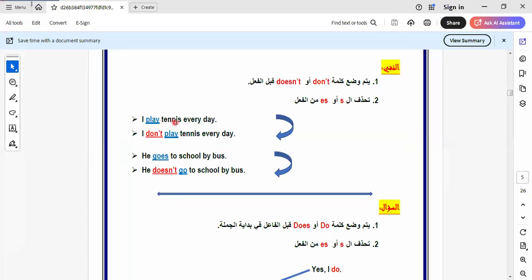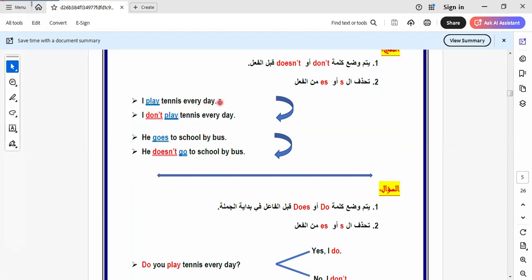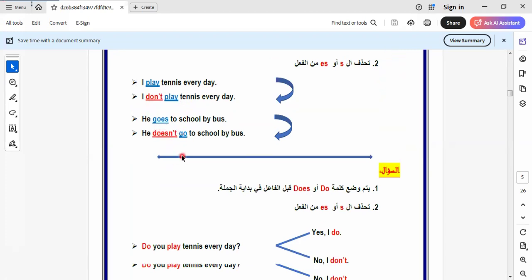Here we say I play tennis every day. Here play is the statement form. Here is a sentence in the negative form. I use don't, so we have don't play. Here we can't take s, as the verb is in the stem form already. We can't put an s, but we use s in the singular form. So this is the difference when I return the verb to the stem form.